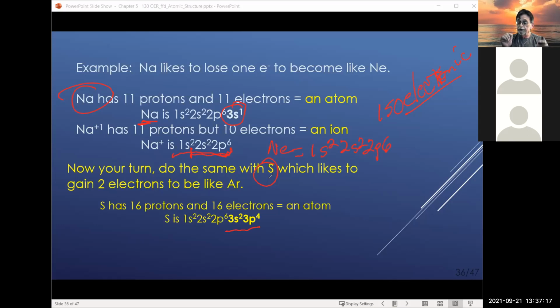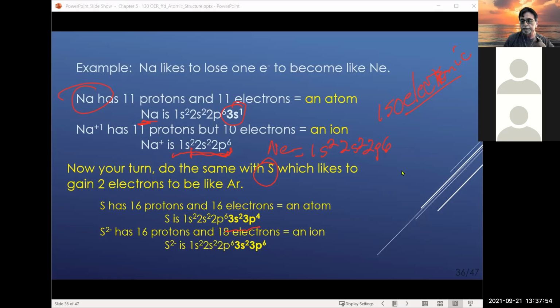Sodium is number 11. Neon's number 10. And so sulfur will have a tendency to gain specifically 2 electrons. It will have a negative 2 charge because in the beginning it had 16 protons and 16 electrons. Now it still has 16 protons, but it picked up 2 electrons, so 18 electrons now. And now it has an overall negative charge.